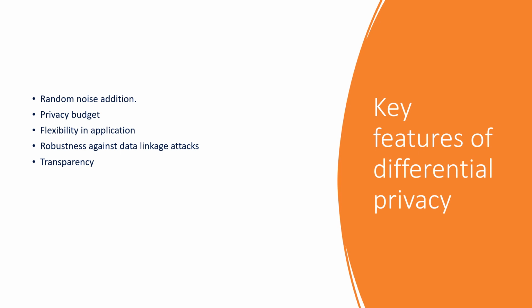Lastly, transparency is a feature not to be overlooked. With differential privacy, organizations can provide strong privacy assurances to individuals whose data is being used, which can be verified by independent parties. This transparency builds trust and allows for more ethical handling of data.